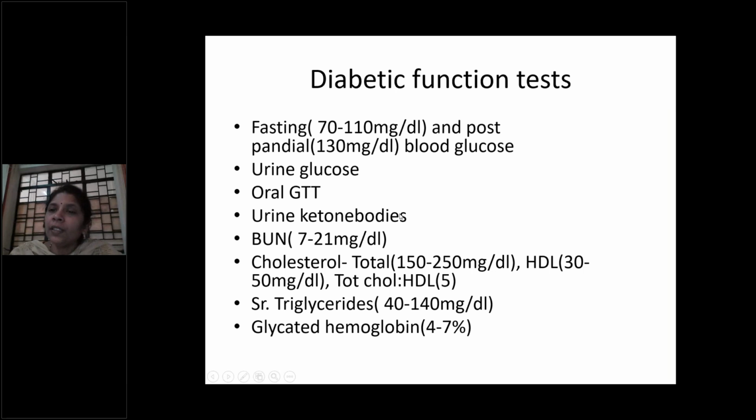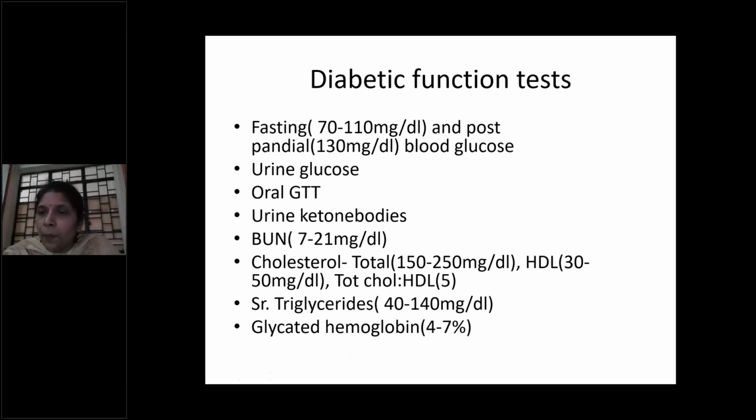Urine ketone bodies are usually tested using Rothera's test. It's usually one of the complications of diabetes, that is diabetic ketoacidosis, for which you have to do this. Blood urea nitrogen, the normal levels is 7 to 21 milligrams per deciliter. Other supporting investigations like total cholesterol, HDL, LDL, etc. are also done, as well as serum triglycerides.